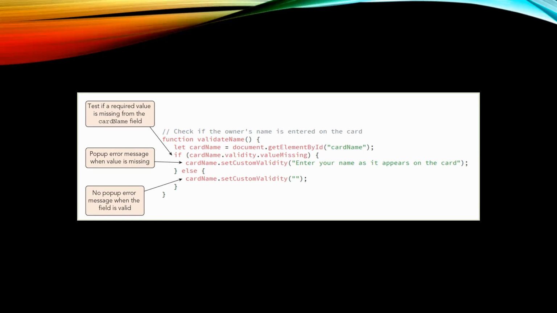If it is missing, I'm going to set a pop-up message that says enter your name as it appears on the card. That's going to be my error message to the user. What it's saying is the card name is blank, so instead of just saying you missed an input field, it's telling you exactly what input field you missed. If the message is valid, we have no pop-up, so we just set it equal to blank.